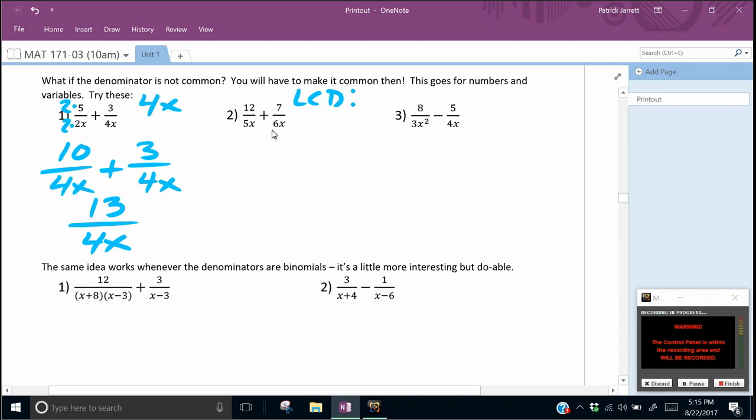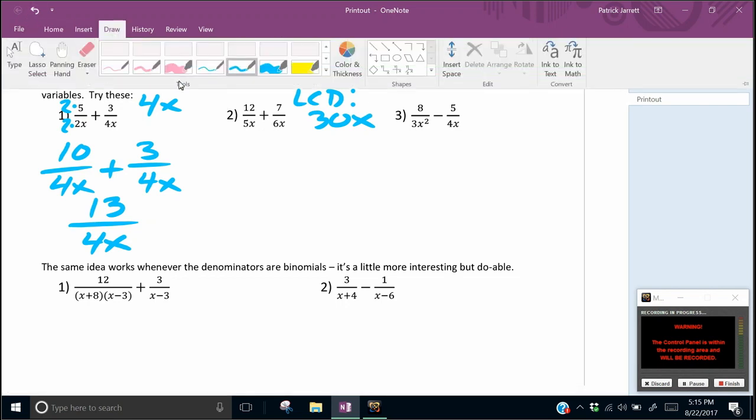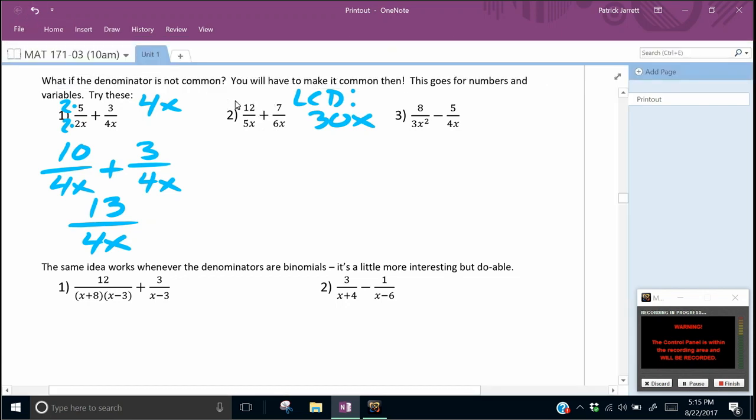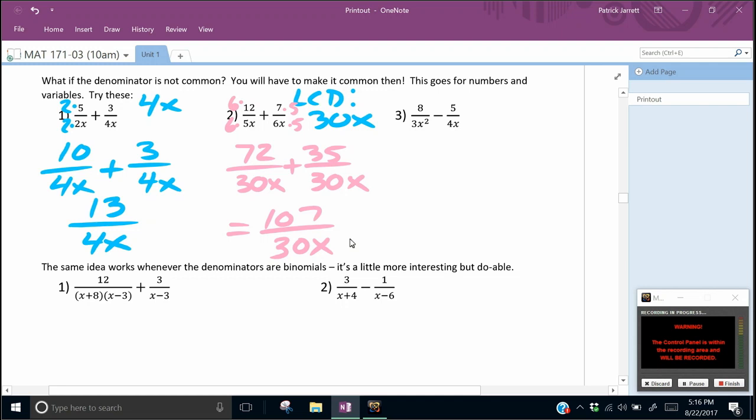Now, for this one, we consider the LCD of 5 and 6 to be 30. X and x is just x, so it's going to be 30x. So for this first factor, I'll multiply the top and bottom by 6, and I'll multiply the top and bottom of this one by 5. So 6 times 12, that is 72 over 30x plus 35 over 30x. So that's going to end up being 107 over 30x.